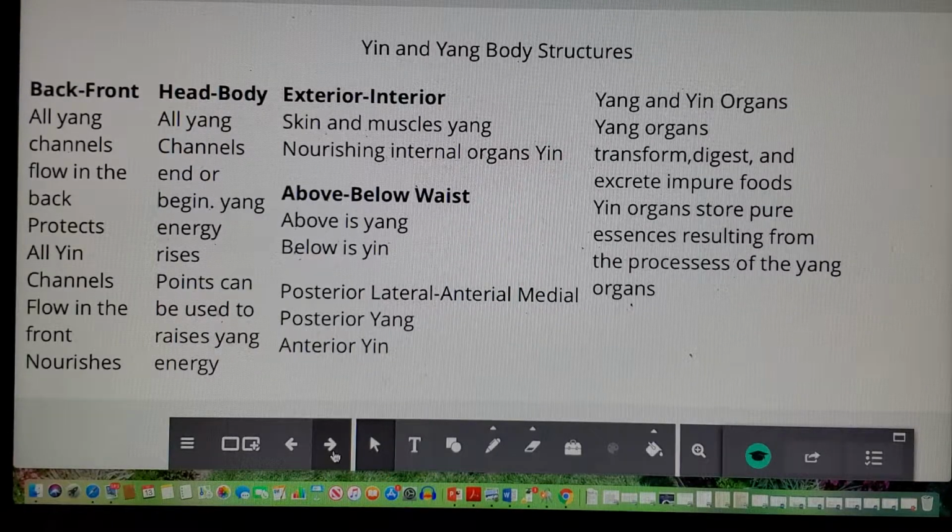All yang channels end or begin in the head. Yang energy rises, and points can be used to raise the yang energy. So if you need to wake up, or if you need to take control, you use the points in your head. Skin and muscles are yang. Nourishing internal organs are yin. Above is yang, below is yin.